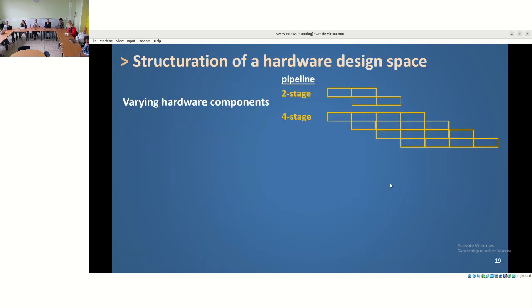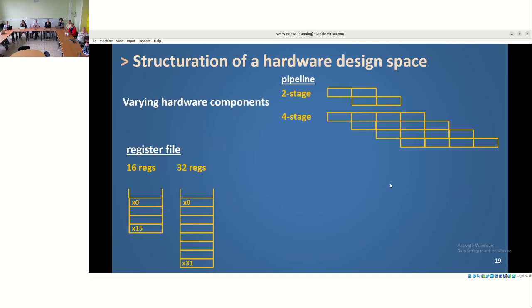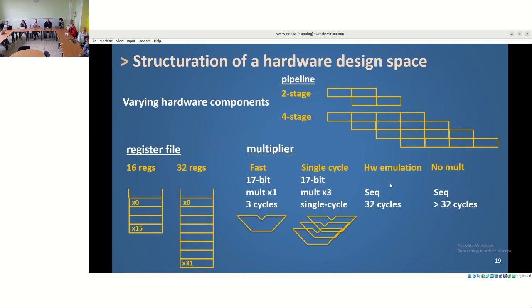So the hardware components that we vary, as we've seen, are the pipeline stage depth, the register file depth, being our only memory, and the multiplier latency. Those give rise to compromises between performance and resources.